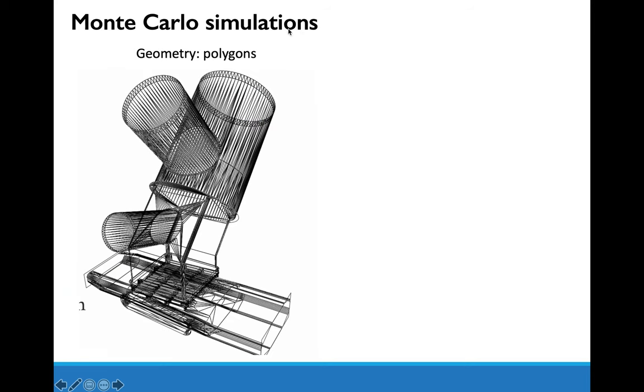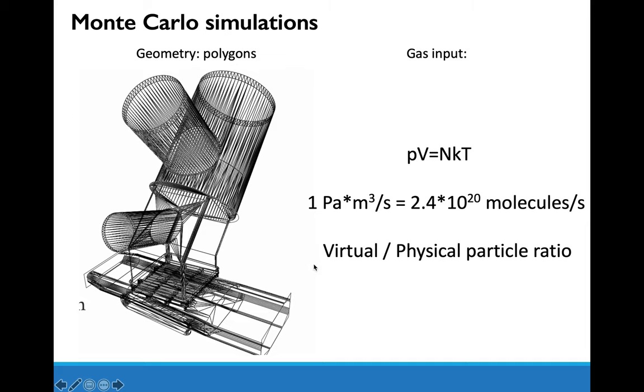So if you want to do simulations of vacuum with this Monte Carlo method, then instead of calculating the area, you need to get a model of the system. In Molflow, the system is always represented by its two-dimensional boundaries. So we only care about surfaces and not the volume in between where particles are flying. We can make this assumption because in ultra-high vacuum, we assume that the particles don't collide with each other within the volume. And then, once you have the geometry, so the walls, you have to input some gas.